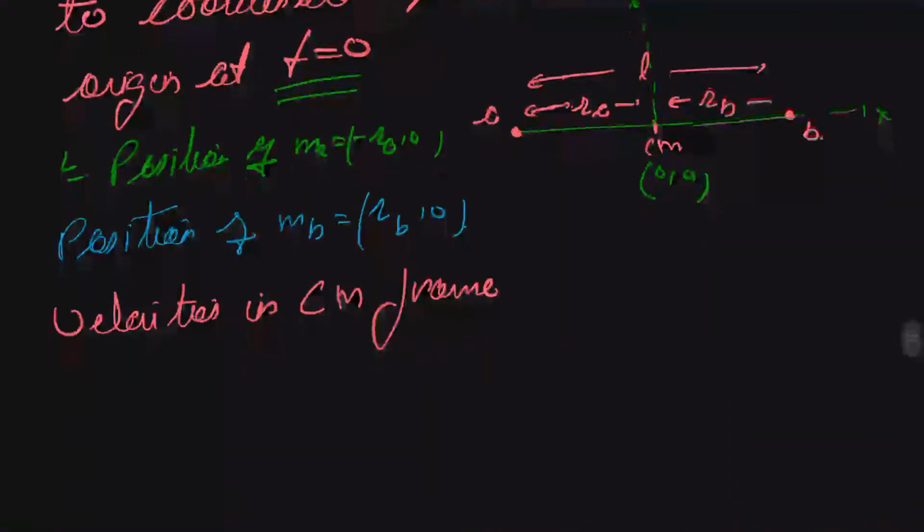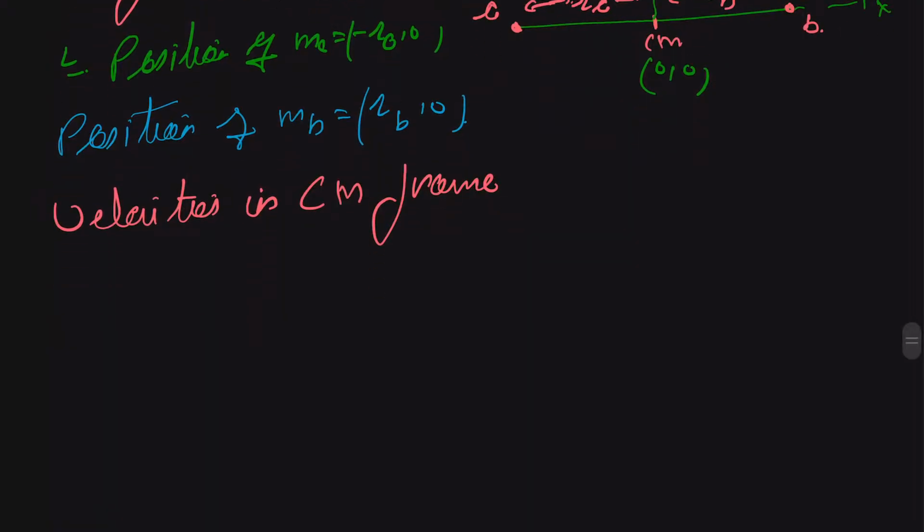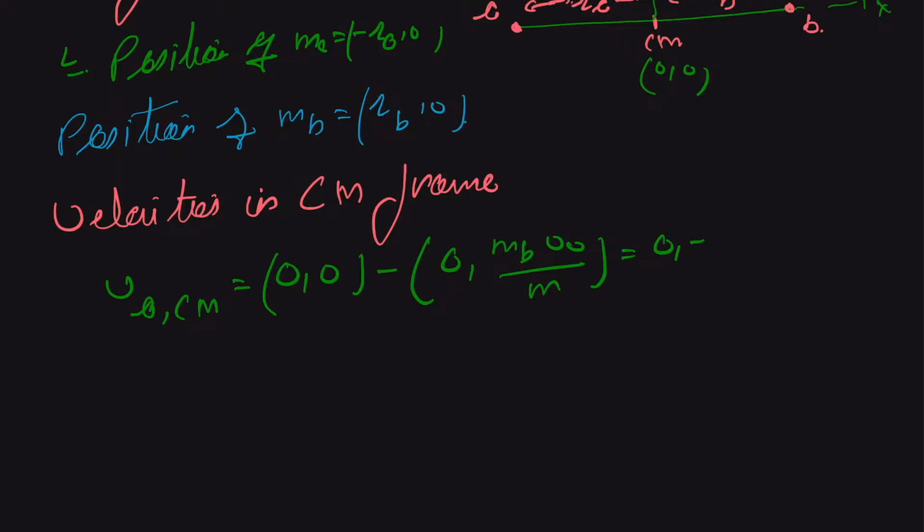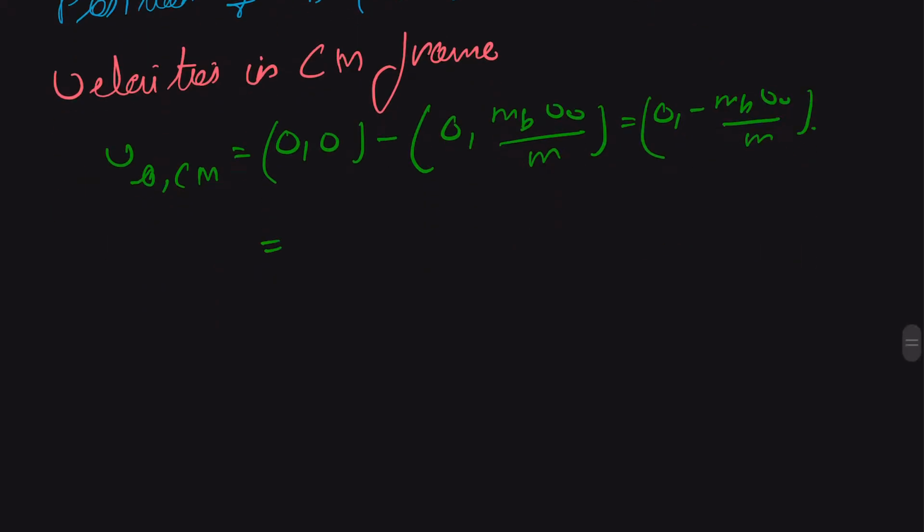So in the center of mass frame, we can write that the velocity of A will be equal to 0 comma 0 minus MB V0 divided by M, and this will be equal to 0 comma minus MB V0 divided by M. This we can also say will be equal to 0 comma minus RA V0 divided by L.